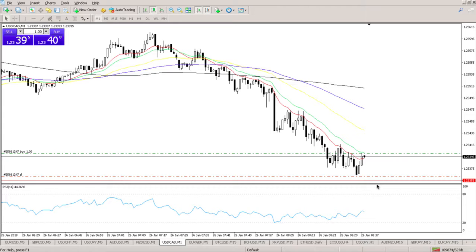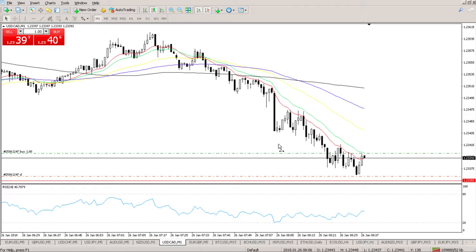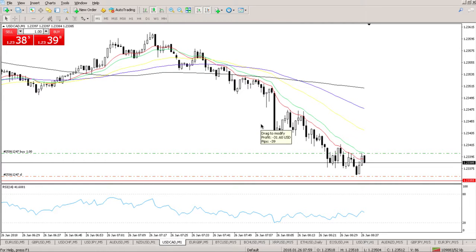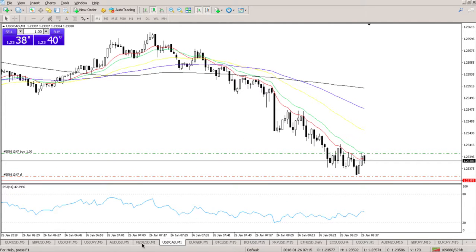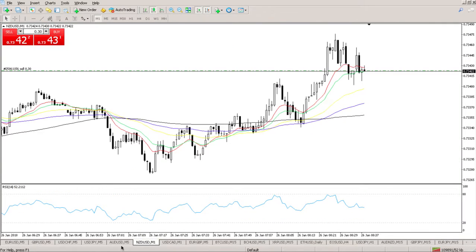And I have used a 4 pip stop because I'm using a single lot, so I don't want to keep a 30 pips stop loss with a single lot. That's too risky for me. So let's see what's happening with these pairs.